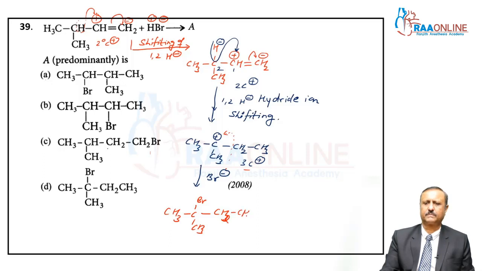My dear students, where do you see this product? In which compound is this product present? Here you can see, this is present in option D: CH3, CBr, CH2 and CH3. So, my dear students, for question number 39 you get the D option, and this question was asked in NEET 2008.